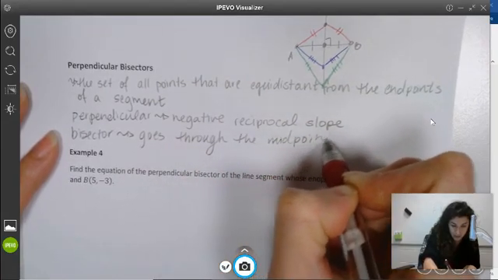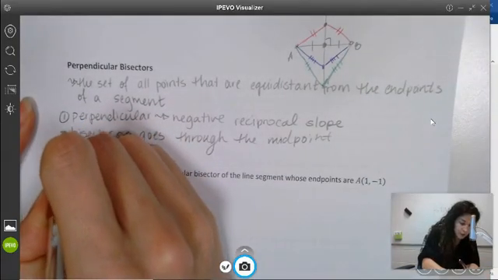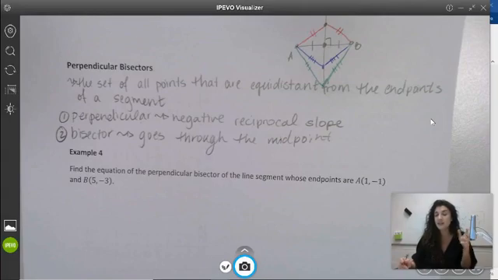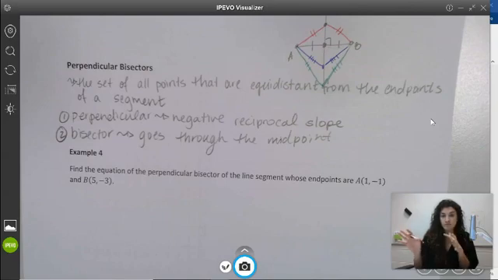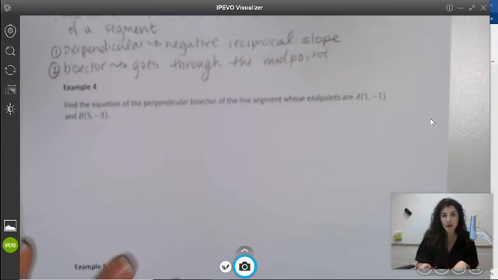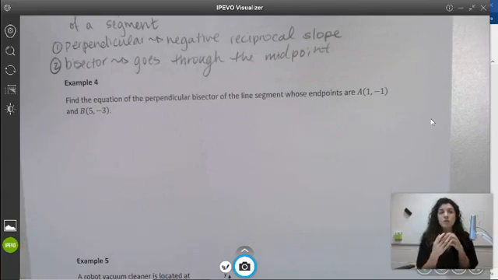So there are two main ideas with perpendicular bisector: perpendicular, and then bisector, and this is how we deal with it mathematically in order to create equations of lines. Okay, so this is all you need to know about it, and then let's go ahead and practice it. So we're going to find the equation of a perpendicular bisector of the line segment whose endpoints are A, which is (1, -1), and B, which is (5, -3).